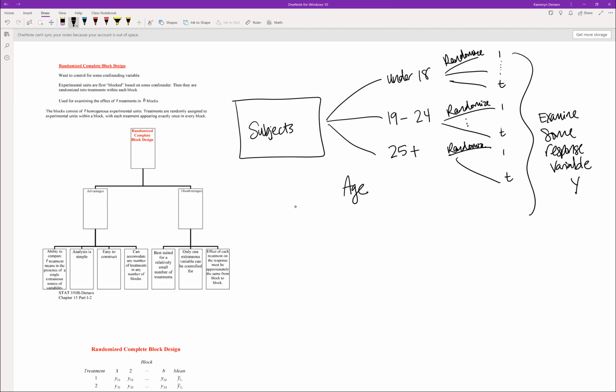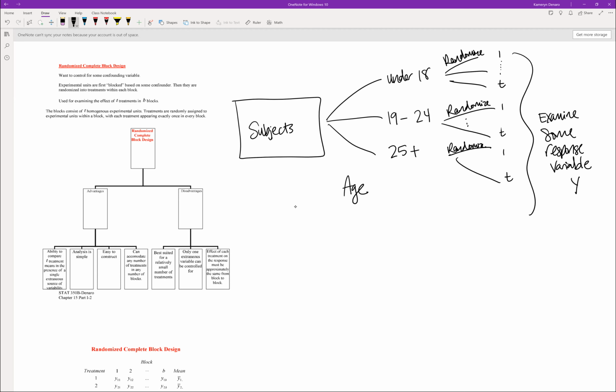Essentially the blocks are trying to make each of those groups more similar, so that you're not going to by chance have randomized people into treatments where everyone who was very young happened by random chance to be in one particular treatment. So it guarantees us more balance of the groups. For treatment 1, I will have a mixture of under 18, 19 to 24, and 25 plus, and the same with the rest of the treatments.